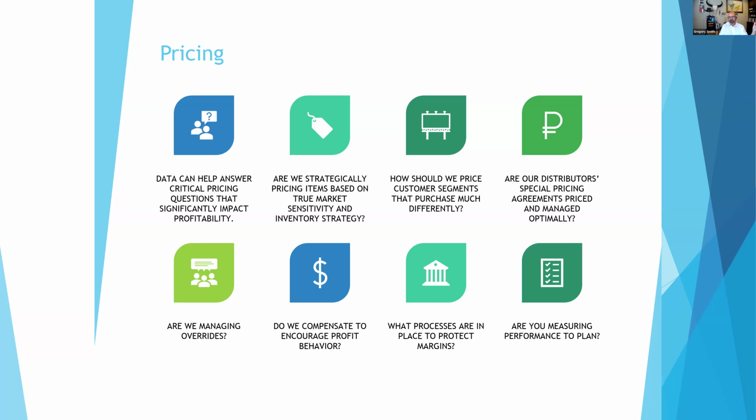How should we price customer segments, right? We'll talk about that a little bit. Special pricing agreements, we touched on that a bit. Are we managing overrides? We'll talk about that more. Do we compensate to encourage profit behavior? There's a couple different ways that can happen.